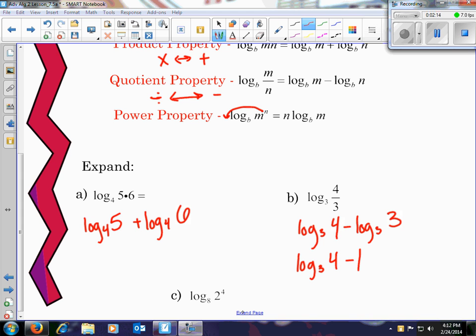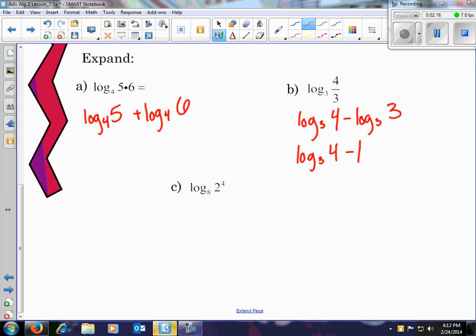Now, the last one I'm going to have you somewhat simplify. So I have log base 8 of 2 to the 4th power. So I'm going to take this 4 and I'm going to put it in front. So now I have 4 log base 8 of 2. Now I want you to look at the log base 8 of 2, and let's try to simplify this. So I'm going to write it off to the side.